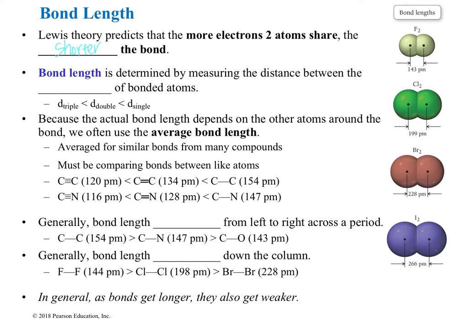So bond length is measured between the distance between the nuclei of the two atoms. In general, triple bonds are shorter than double bonds, which are shorter than single bonds. And we can see that here with carbon. As we start to share more electrons, it gets smaller. And generally, our bond length is going to decrease as we go from left to right due to effective nuclear charge. And the bond length is going to increase as we go down because we're having higher energy levels. So we can see that here.